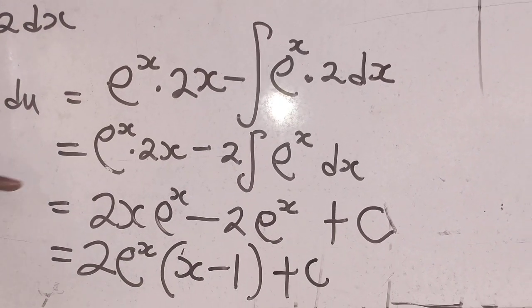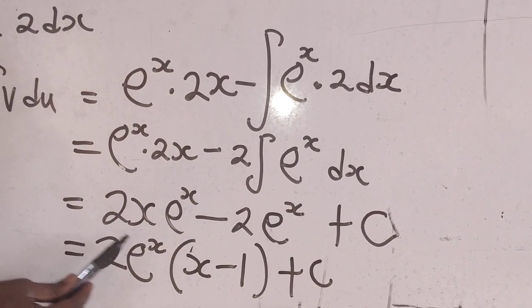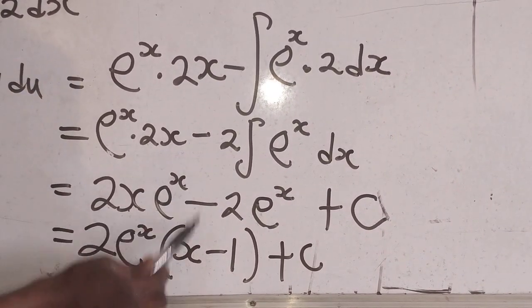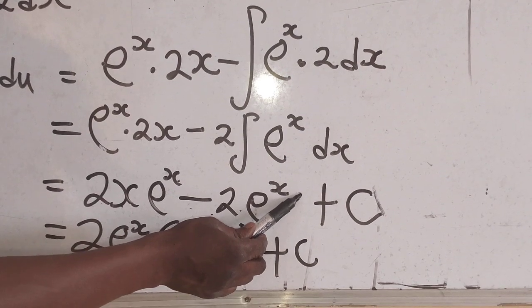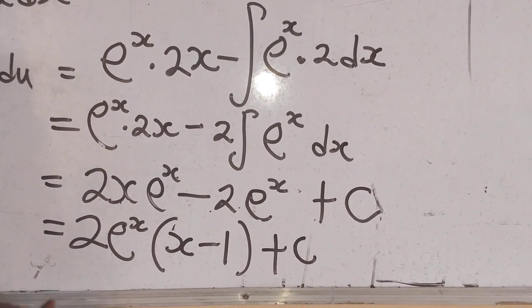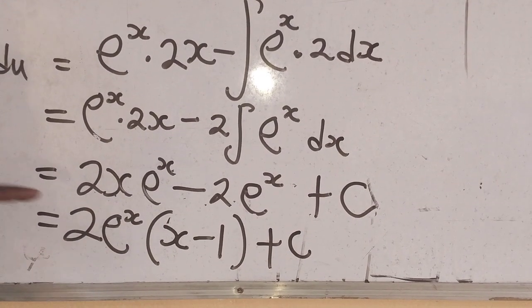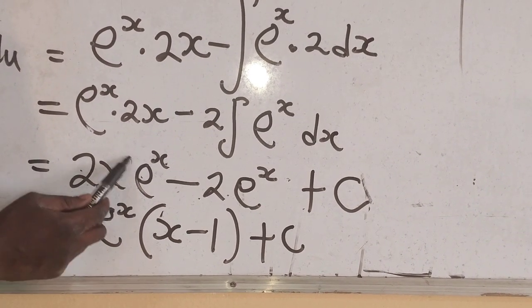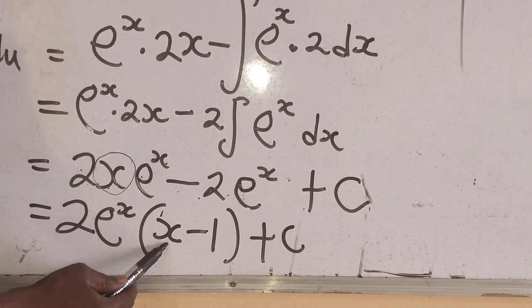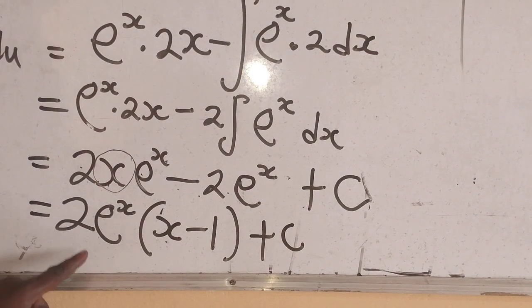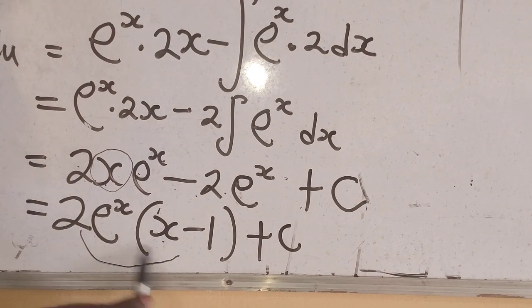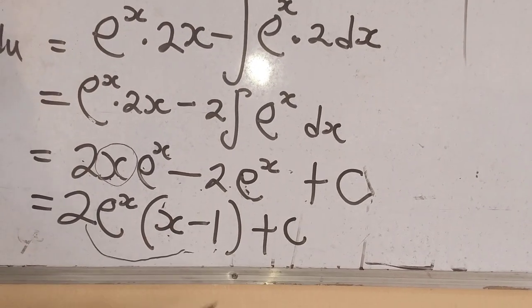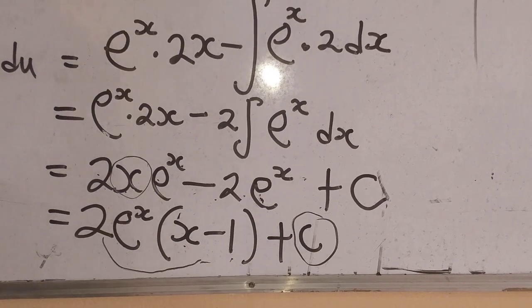Or better still, you can leave your answer this way: 2x e raised to power x minus 2 e raised to power x plus c. Now, if you look at what is common here, you will see that 2 and e raised to power x are common, so you bring them out. The remaining part of this one is x. So when you put x in the bracket, if you reverse the process, 2 e raised to power x multiplied by 1 will still give you this one minus this. So then plus c, where c is the integral constant.